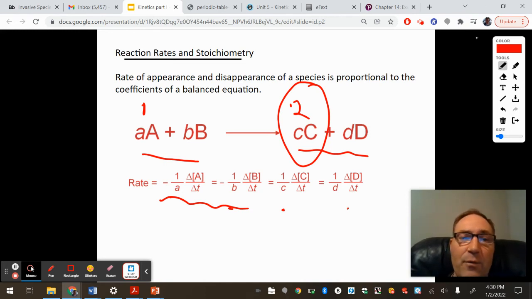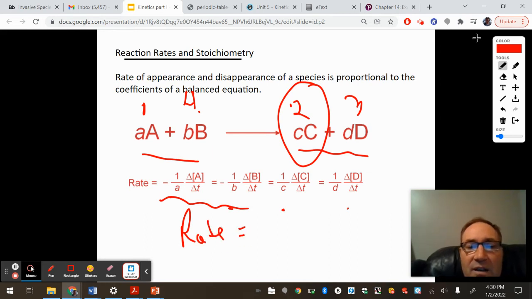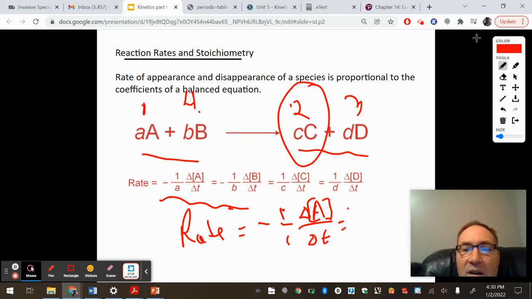Likewise, if I have a 4 here, this is going to disappear at a rate 4 times that of this. So for the rates of these things, let me just throw these numbers in. So I have 1, 4, 2, and then we'll just do a 3. So the rate is equal to negative 1 over 1 times the change of A over the change in time, which is equal to negative 1/4 of the change in B over the change in T. And this is really sloppy.